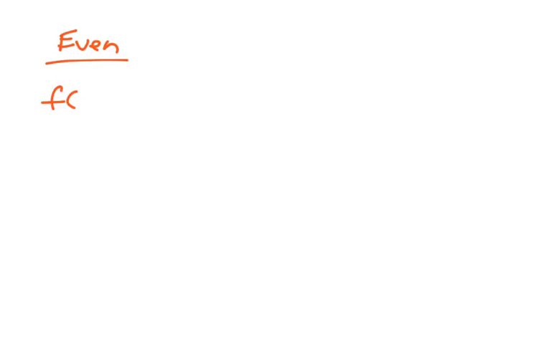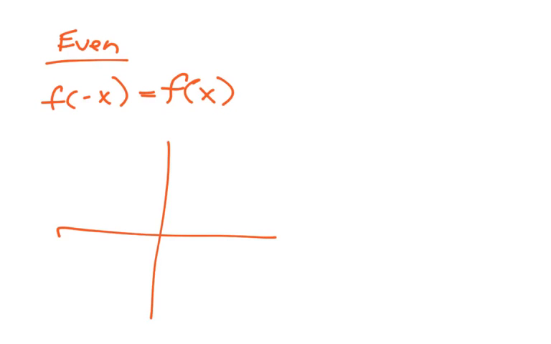So for even and odd, let's talk about what even means. An even function fits into, if you make x negative, then the y value stays the same. What that's really saying is, an example of this is the absolute value graph. And remember, absolute value, it's a V. So you need to have these graphs memorized in your head, what they look like.